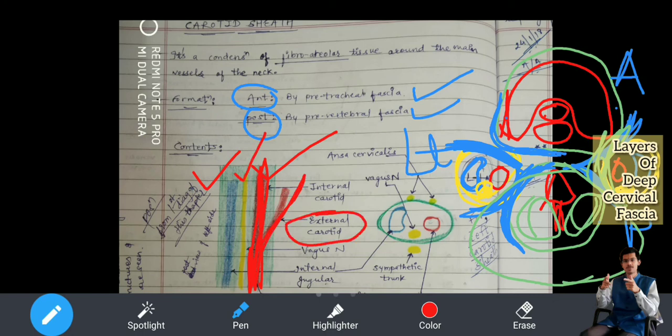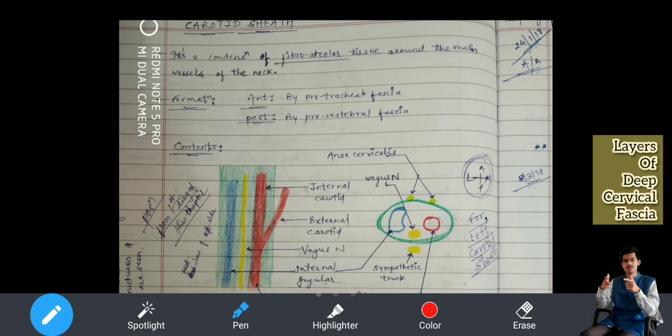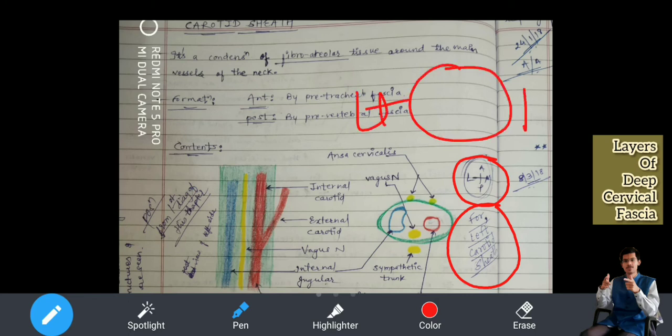Now you need to see what you get when you take a cross section. If this is the cross section taken, and this is the orientation, anterior here and posterior here, you will understand that this is for the left carotid sheath. This is the left side of the person, this is the right side. Here will be the left carotid sheath, and this will be the right carotid sheath. Now we are talking about this left carotid sheath.